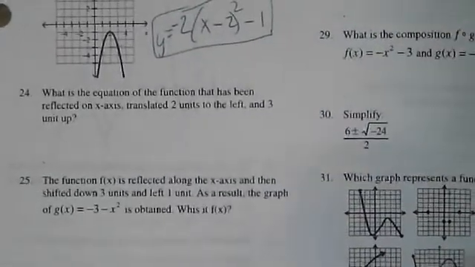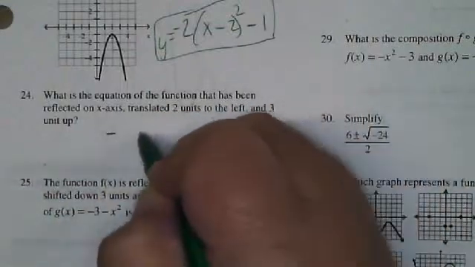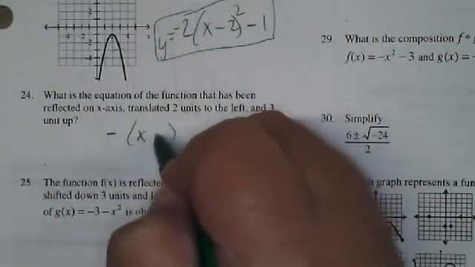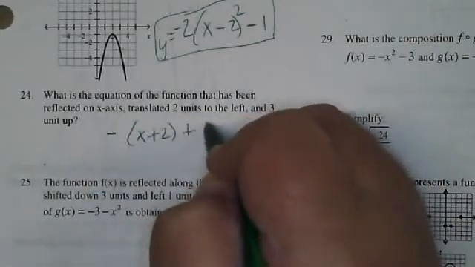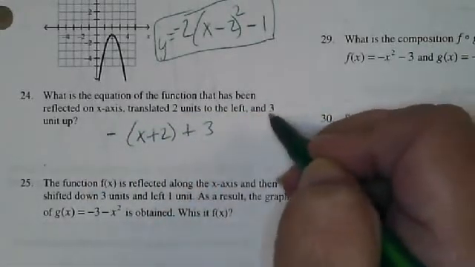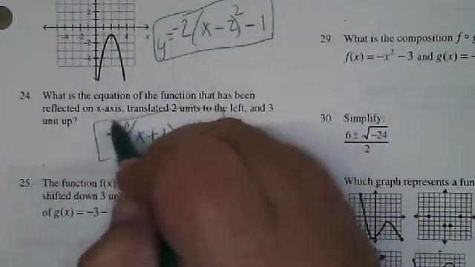24. What is the equation of the function that has been reflected on the x-axis? Reflected. Translate 2 units to the left, so to the left would be +2, and 3 units up, +3. Again, this would be an f of x.